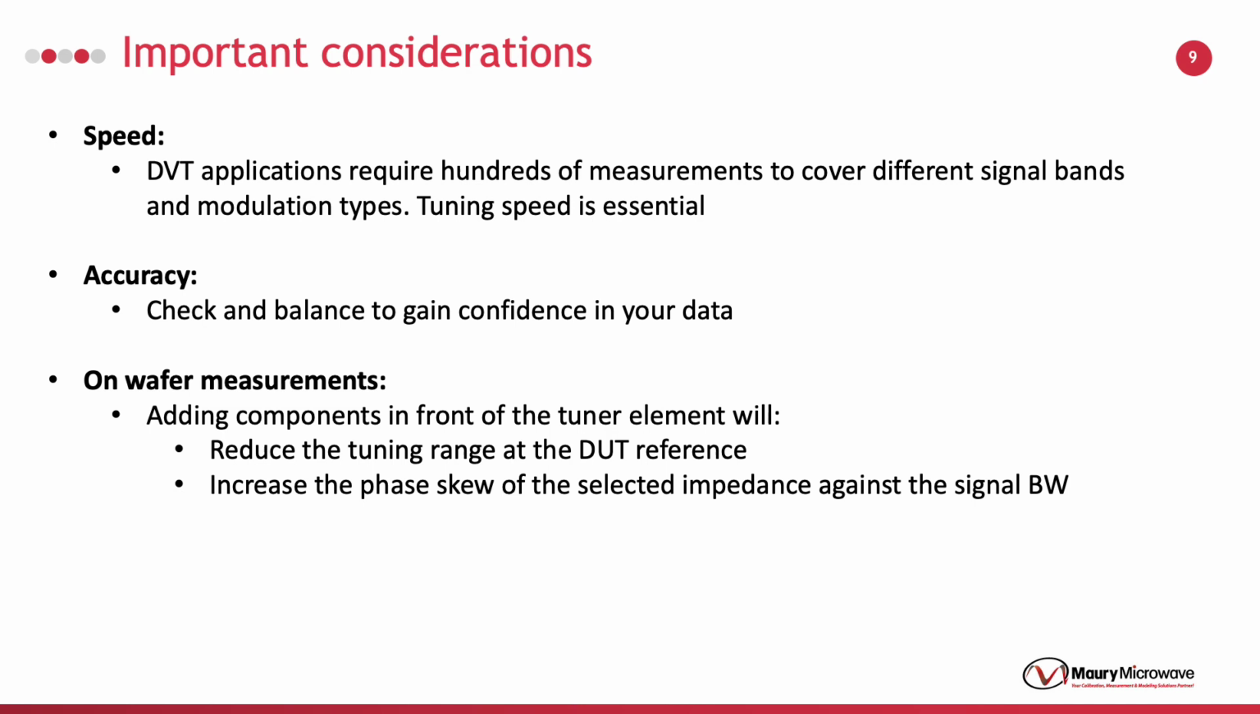On-wafer measurements. As we mentioned earlier, adding components in front of the tuner reduces the tuning range at the DUT. This is particularly critical for an on-wafer application, as in order to connect the tuner to the DUT, you will need probes, couplers, and cables. Adding these components also creates a phenomenon called phase skew for modulated signal applications, where the impedance set by the tuner at a particular frequency will not preserve the same phase for the entire modulated bandwidth. We will be covering the tuning range and phase skew in the following slides.